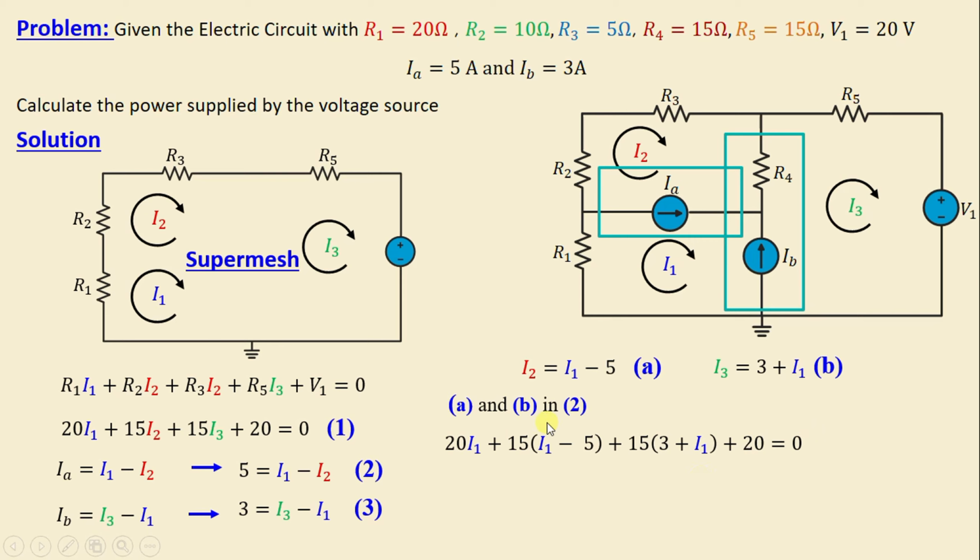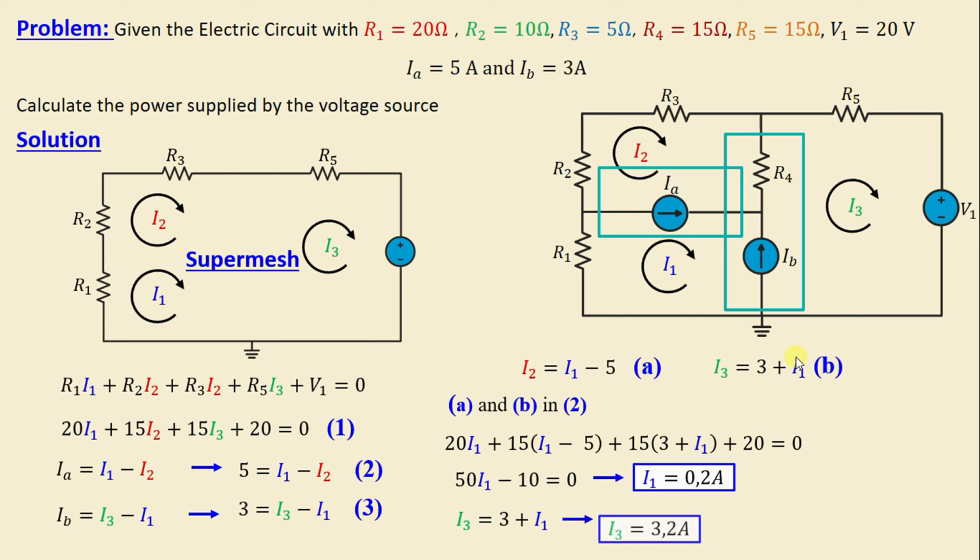We derive 1 equation with 1 unknown. If we continue simplifying this equation, we obtain 50 I1 minus 10 is equal to 0. That means I1 is equal to 10 over 50 is equal to 0.2 amps. I3 is equal to 3 plus I1, that's from equation B. Then we obtain I3 is equal to 3.2 amps.